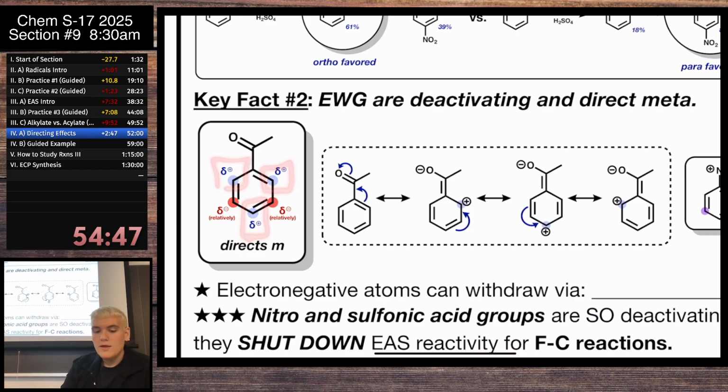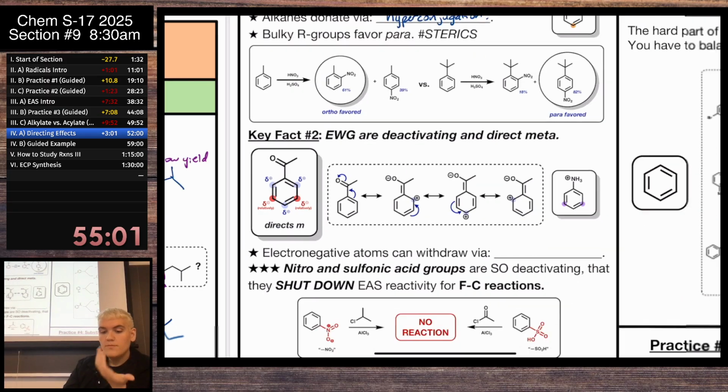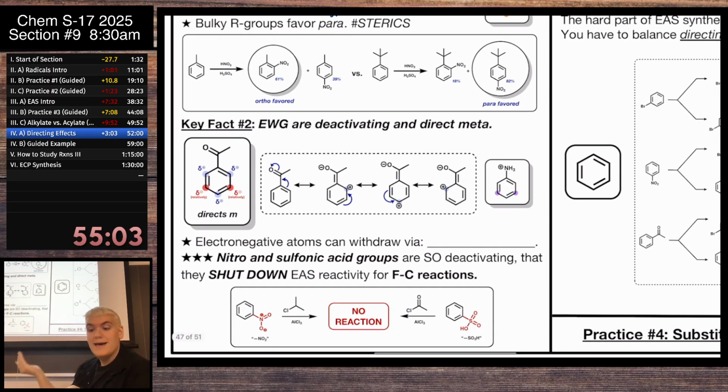And so the meta carbons are relatively more electron negative. It's kind of like these are the only two carbons that aren't bleeding. The other ones are bleeding, so they are not going to go and do an attack. So that's why we get electron withdrawing groups direct meta.